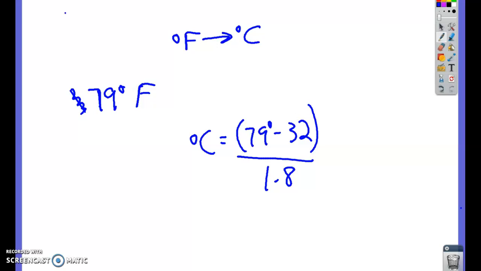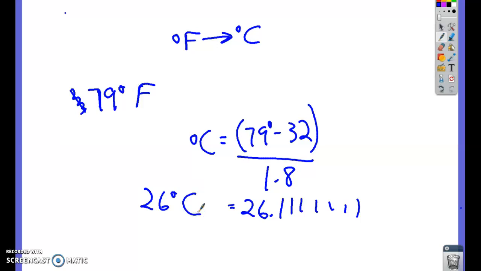And if you calculate that, someone calculate on their calculator and see what you get. You can hit pause now if you don't want a spoiler alert. Okay, but if you have done it, you will realize it will get 26.11111111111111. But we would just need two sig digits. That's what we had up here. So we would just take that 26 degrees Celsius. Okay, that's how you would convert that.